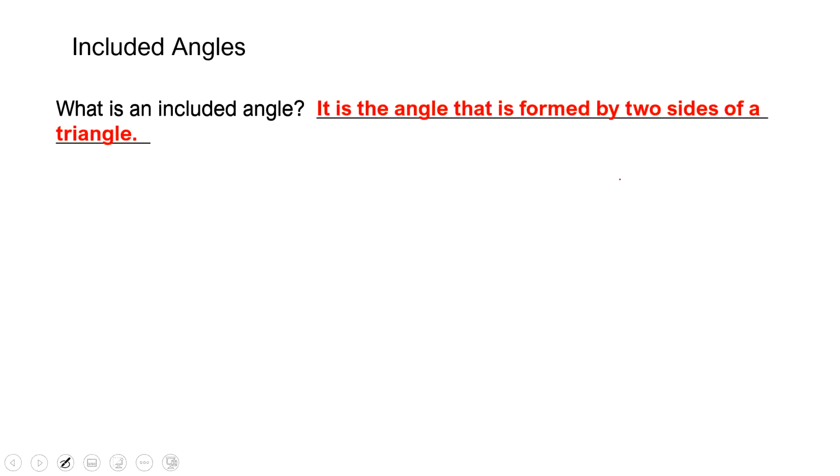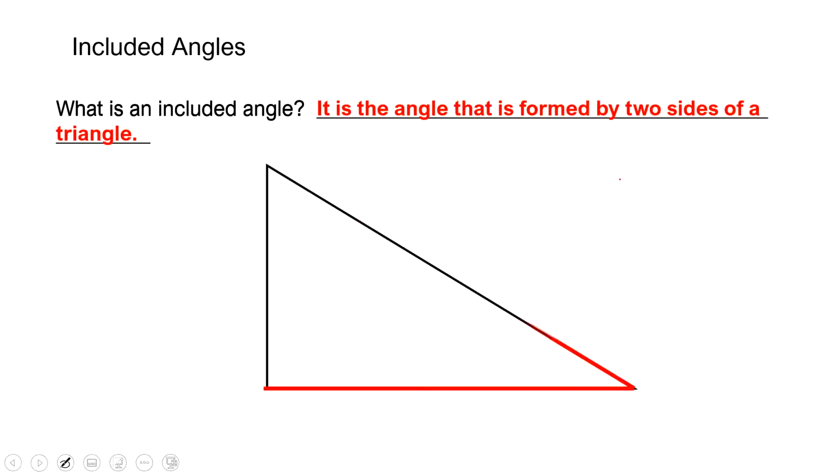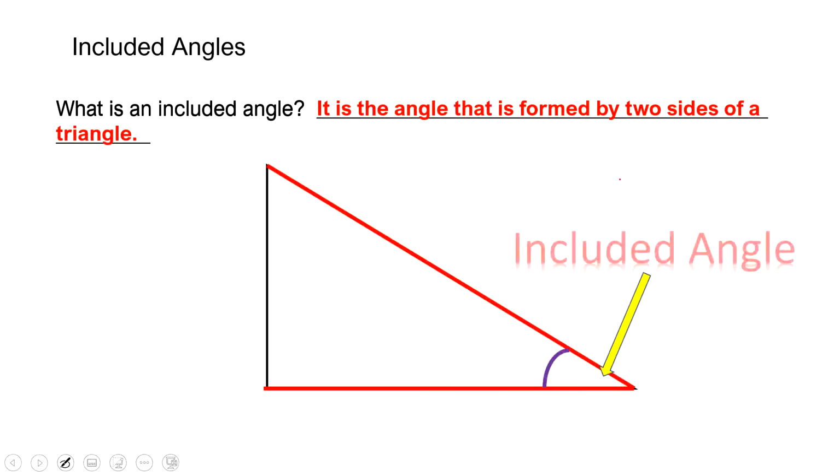So it's simple. It's exactly what it sounds like. The two red lines are sides of a triangle. We have our included angle as that angle that those two sides form when they meet. That's our included angle. Does that make sense to everyone? Everybody can kind of see that? Because if you can understand that, then this next postulate is going to be relatively easy.